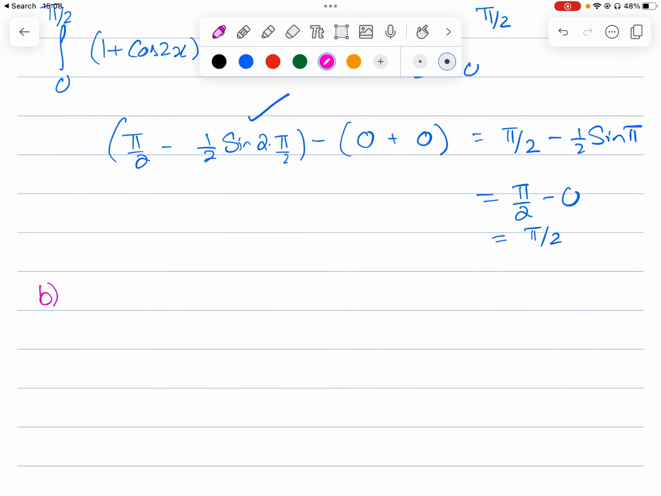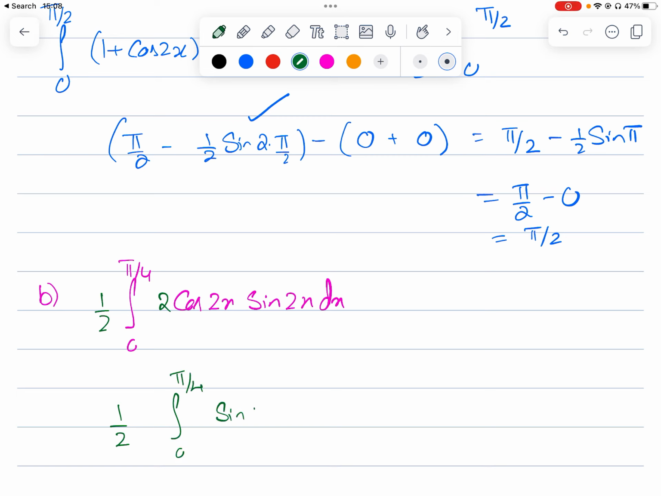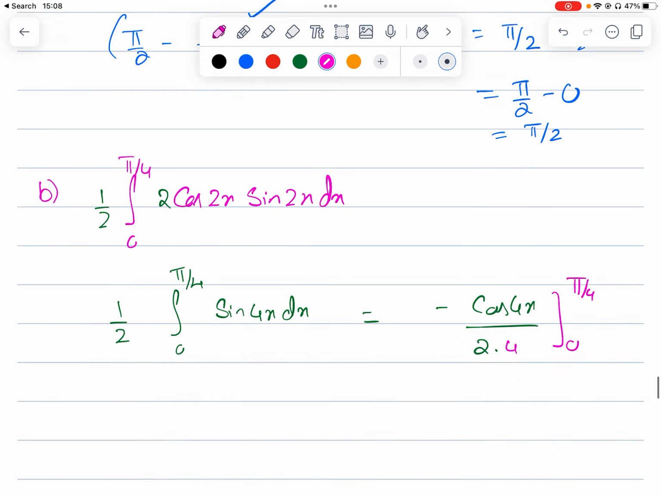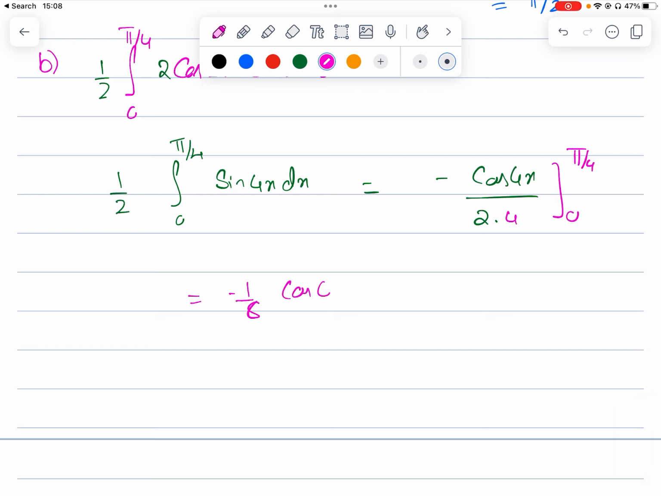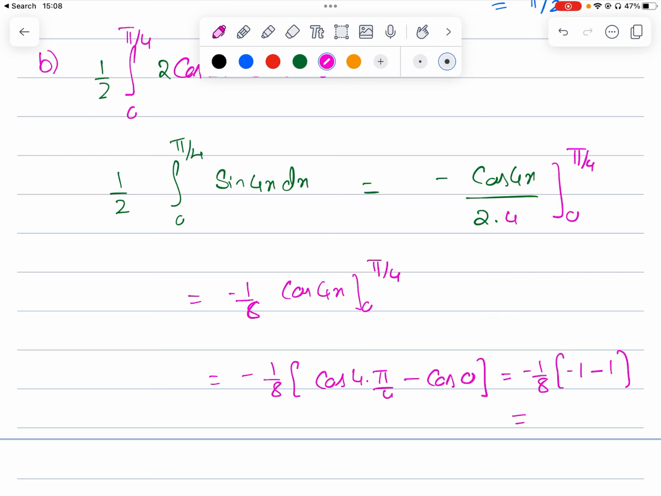0 to pi by 4, cos 2x sine 2x dx. So 2 is missing, multiply and divide by 2. So 1 upon 2 sine 4x. Sine 4x integral is negative cos 4x upon 4. Don't forget to divide by the derivative of the inside function, which is 4, from 0 to pi by 4. So it becomes negative 1 upon 8 cos 4x from 0 to pi by 4. So negative 1 upon 8 times cos 4 times pi by 4 minus cos 0. Cos pi is negative 1. Cos 0 is 1. So minus 2 upon minus 8 will become 1 upon 4. The answer is 1 upon 4.